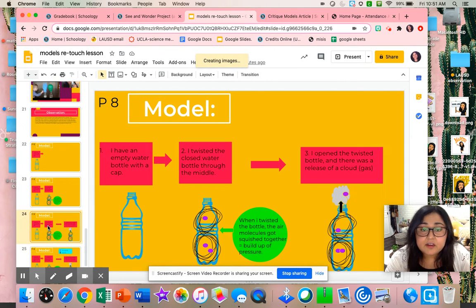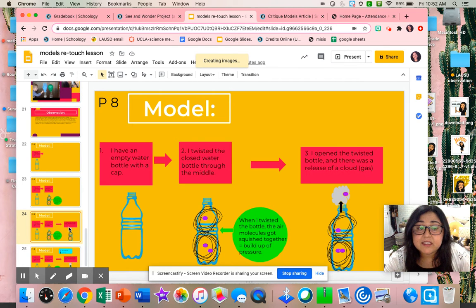Okay, now I'm going to write my step three. What happened? So when I opened the twisted bottle, there was a release of a cloud or a gas. Then I included my bottle, my squished bottle, my molecules, and then the cloud that was released, right? And I'm saying that the pressure built up released all of the air molecules out, causing a gas. Okay, so this is my model.